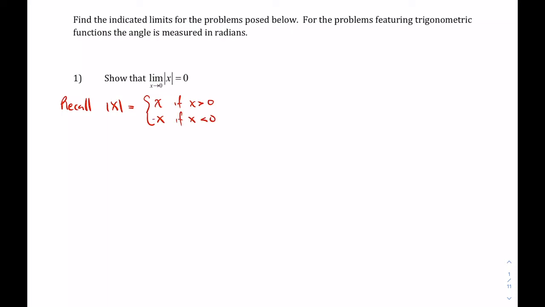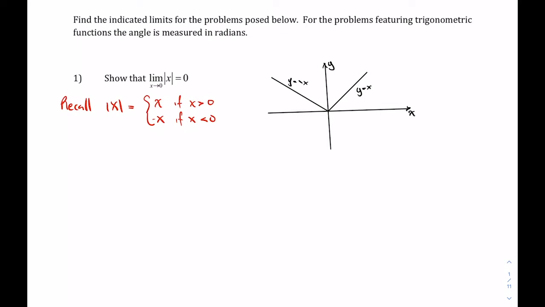So I can take a look at that graph over here. We have our x-axis and our y-axis. We have that line which represents y equals x, and here we have this line which represents y equals negative x. So we see that the modulus function has those two parts and can be defined piecewisely.